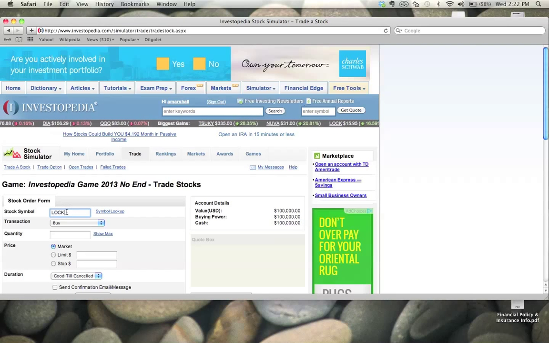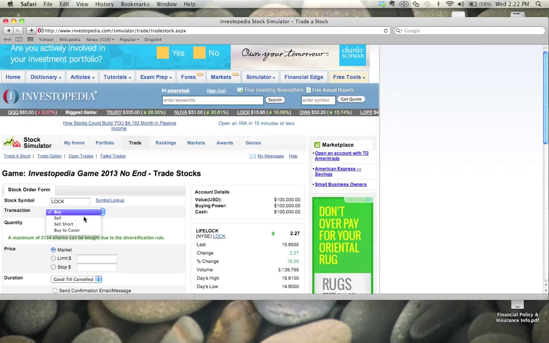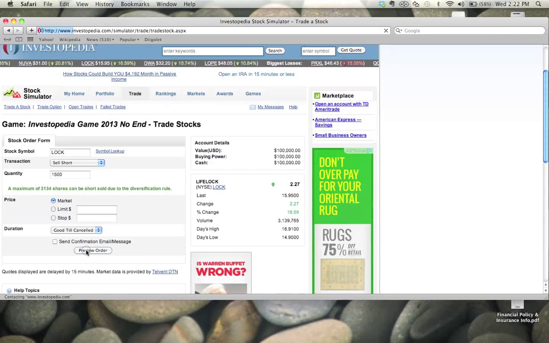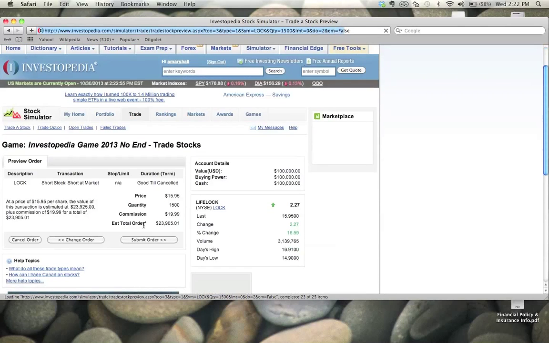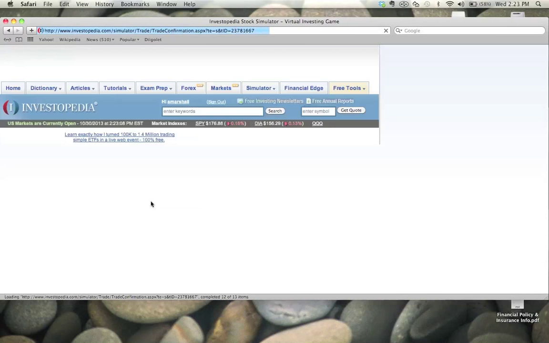So let's go look it up here. LifeLock, there we go. And like I said, we're going to sell short, which means we're short selling as I described earlier. Let's sell about 1,500 shares. It's a pretty cheap stock. Again, market order, good till cancel, preview. And here you go, it's about $23,000. So again, we're going to make money if this stock declines in value. We actually want to see the price go down. Go ahead and submit it.